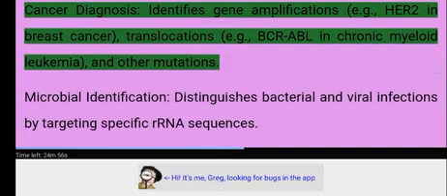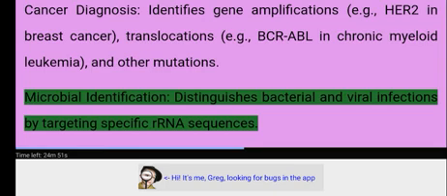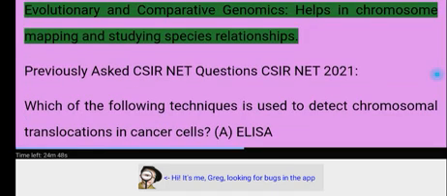Cancer diagnosis. Identifies gene amplifications, e.g., HER2 in breast cancer, translocations, e.g., BCR-ABL in chronic myeloid leukemia, and other mutations. Microbial identification. Distinguishes bacterial and viral infections by targeting specific rRNA sequences. Evolutionary and comparative genomics. Helps in chromosome mapping and studying species relationships.